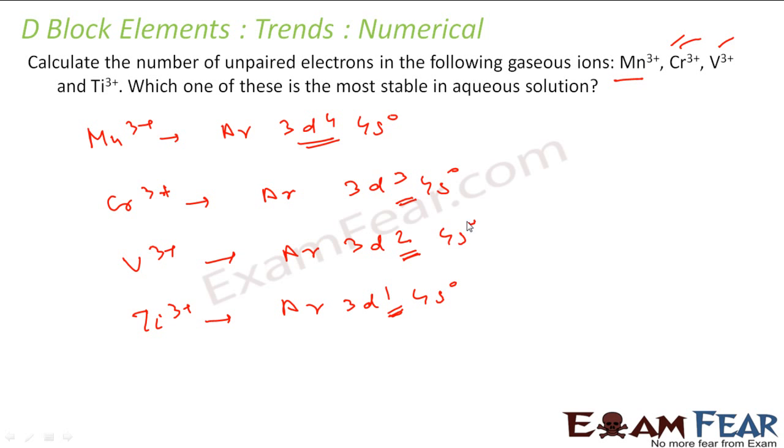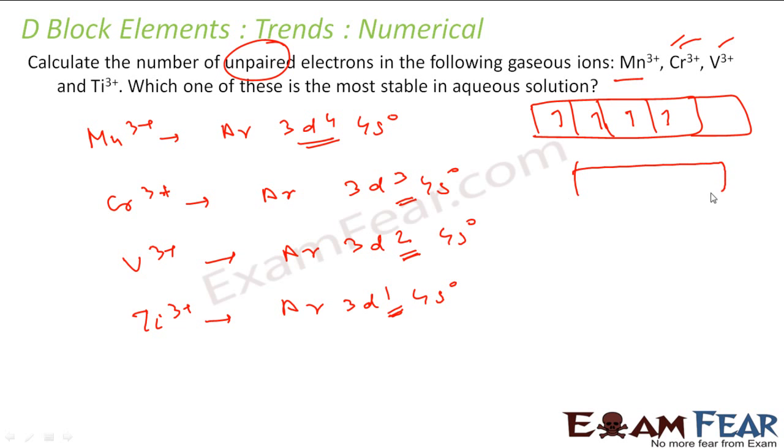So we wanted to find the number of unpaired electrons. Mn3+ has 4 unpaired electrons, chromium 3+ has 3, vanadium 3+ has 2, and titanium 3+ has 1 unpaired electron. Actually you have to find it this way. For manganese you count 1, 2, 3, 4: it has 4 unpaired electrons. For chromium it has 1, 2, 3 unpaired electrons. For vanadium it has 2 unpaired electrons. Titanium has 1 unpaired electron.